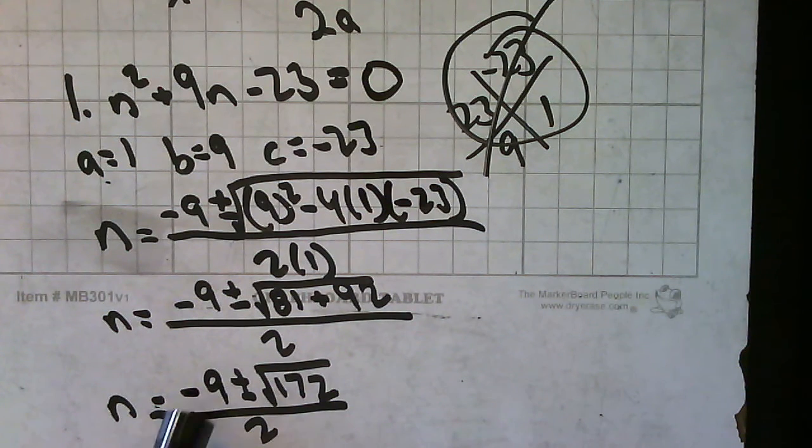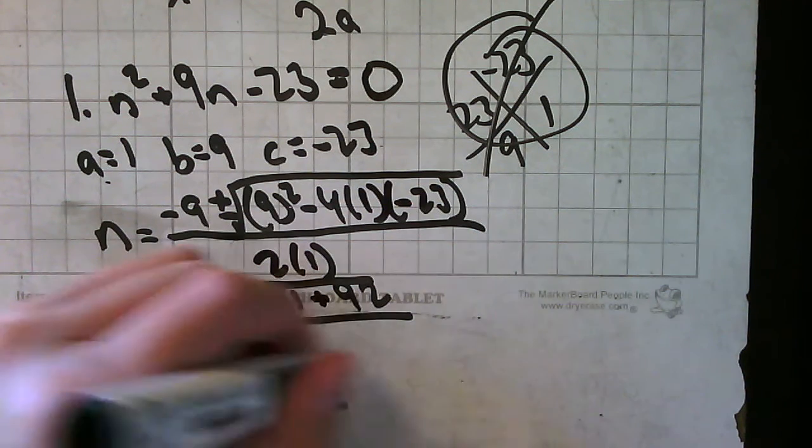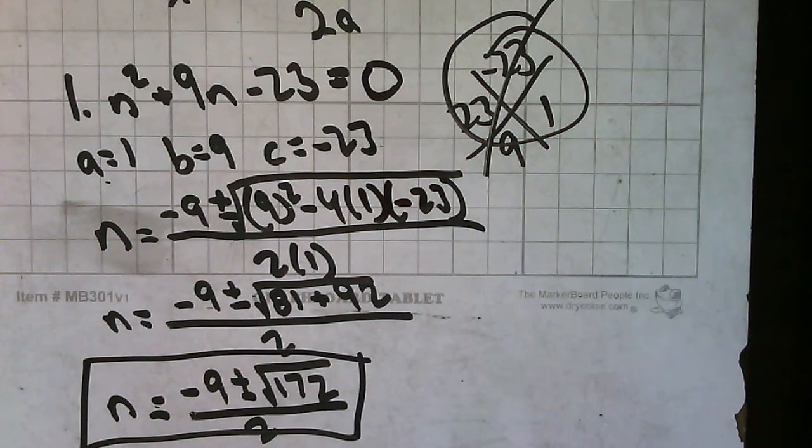So here are your two answers. We got negative 9 plus radical 172 over 2, and negative 9 minus radical 172 over 2. Those are your two answers. So this is your final answer for your homework. Okay, let's go to the next question.